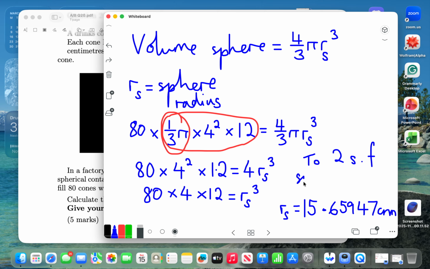The sphere radius is 16 centimeters, and it's a bit tight for space and it's not too clear, so let's put a box round it, and that's the final answer.